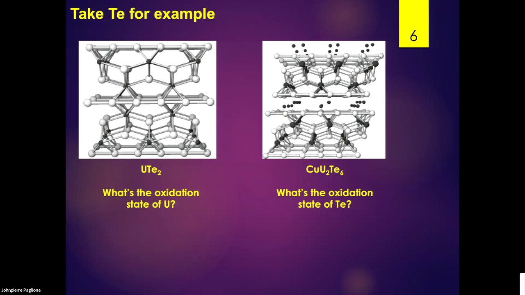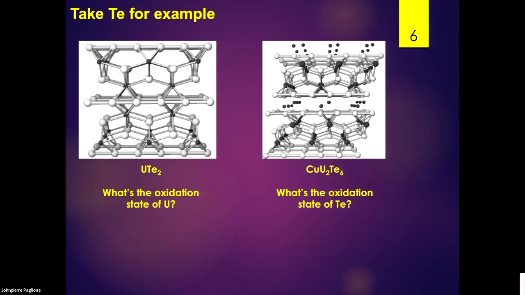So in this system, uranium tellurium 2, we can interpret one tellurium as 2-, but the other tellurium is between 1- and 2-. And then uranium could be between 3+ and 4+. In his paper, he indicated there may be some interesting properties. Then you found this very interesting superconductivity at low temperature.